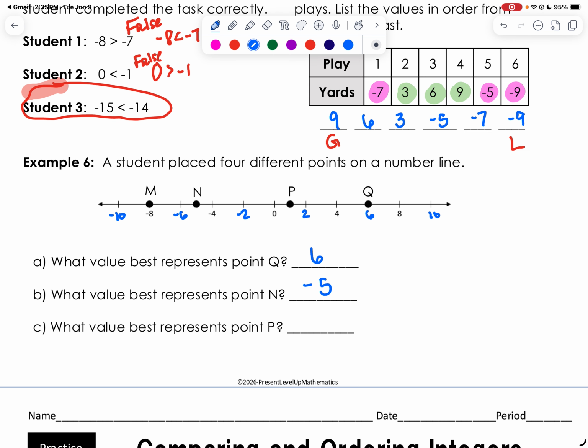What value best represents point P? So I have 0. It's halfway between 0 and 2. So that would have to be positive 1. And that concludes today's lesson, comparing and ordering integers.